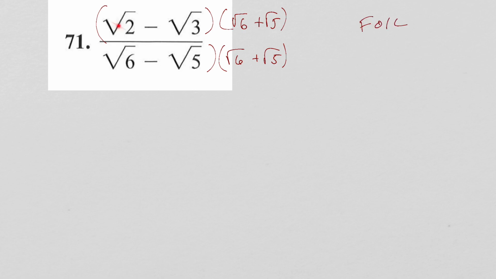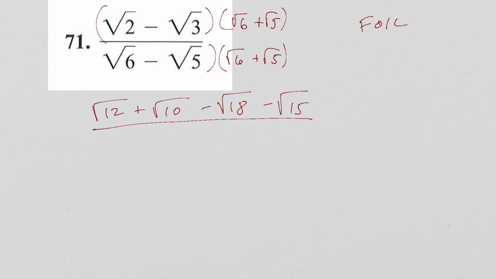In the numerator, my first is root 2 times root 6, which is root 12, which is going to be simplified in a minute. My outer is root 2 times root 5, which is a positive root 10. My inner is negative root 3 times root 6, which is a negative root 18, which is also going to be simplified. And my last is negative root 3 times positive root 5, which is a negative root 15. In the denominator, when you multiply conjugate pairs, it's the first item squared, which is 6, minus the second item squared, which is 5. That's going to turn into a 1 in the denominator and disappear.